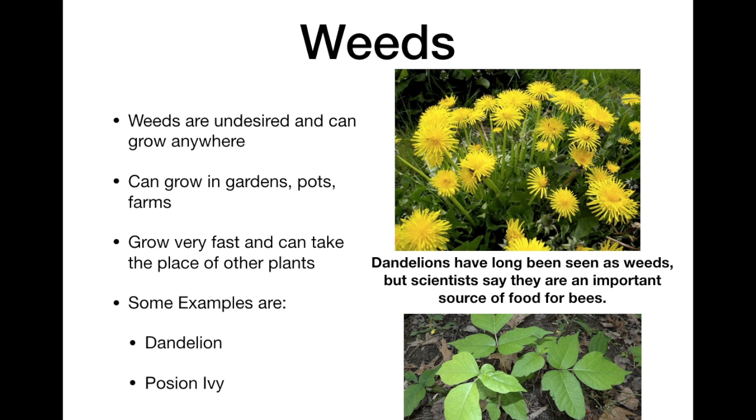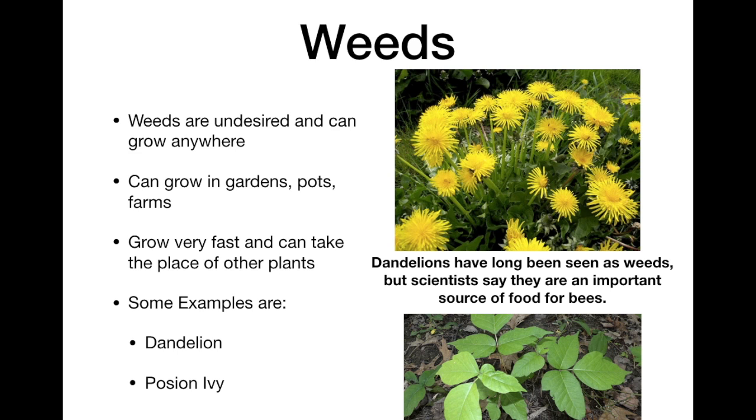Next is weeds. Weeds are seen as undesired by people and can grow anywhere. They can grow in gardens, pots, or farms. They grow very fast and can take the place of other plants. Some examples are dandelion and poison ivy.